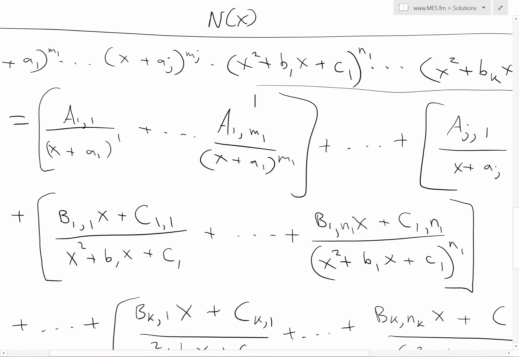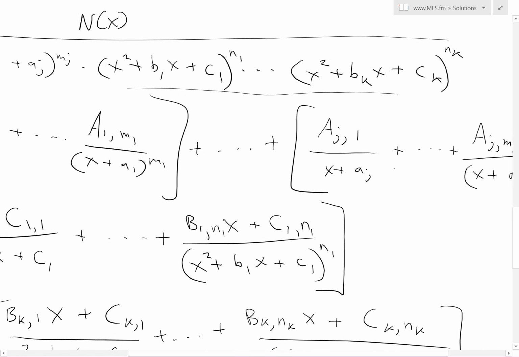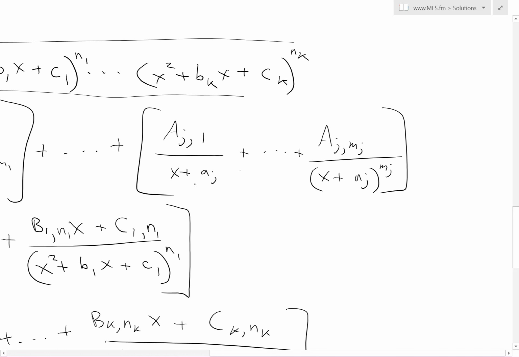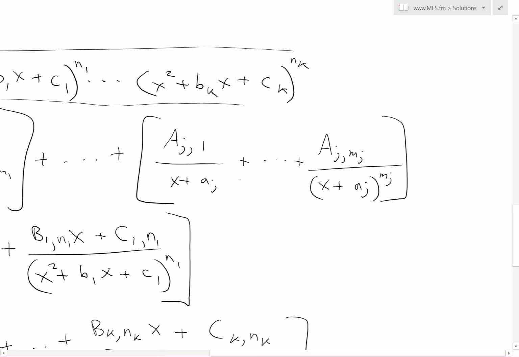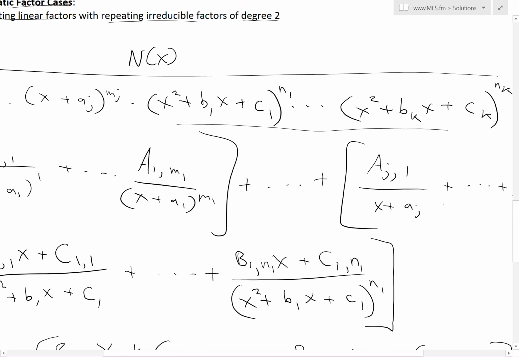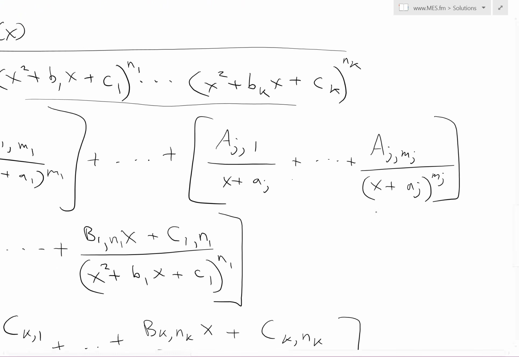So we have different coefficients for each linear factor and power of linear factor, all the way to the final linear factor, which is the power of mj. And then we can do this for each case of it, where it's power of 1, 2, 3, all the way to mj, with different coefficients.